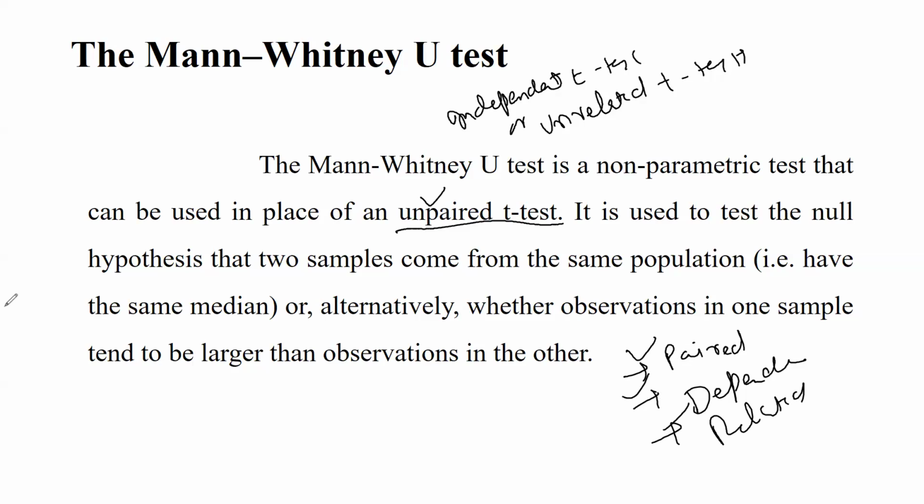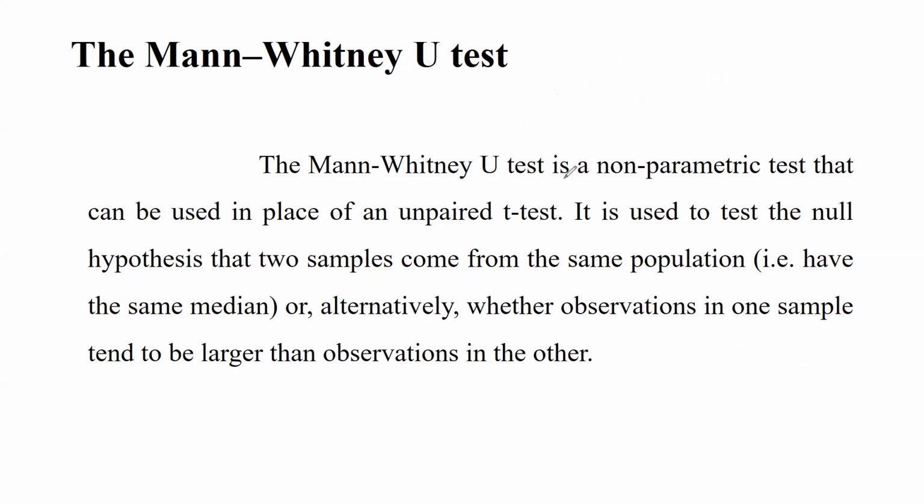Okay. So the Mann-Whitney U test is a non-parametric test that can be used in place of the unpaired, meaning equivalent to the independent, t-test. It is used to test the null hypothesis that two samples come from the same population and have the same median, or alternatively whether observations in one sample tend to be larger than observations in another data set.